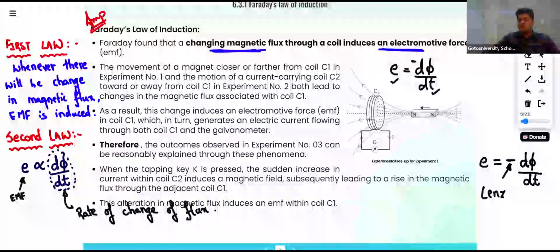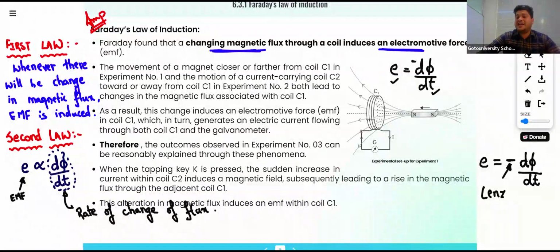Okay. So in this topic, what was our main goal? Our main goal was to study the two laws. What are the two laws? The first law is, whenever there is a change in magnetic flux, EMF is induced. What is the second law? The second law states that electromotive force is directly proportional to the rate of change of magnetic flux.